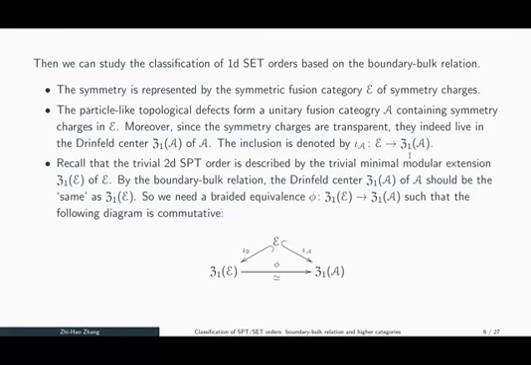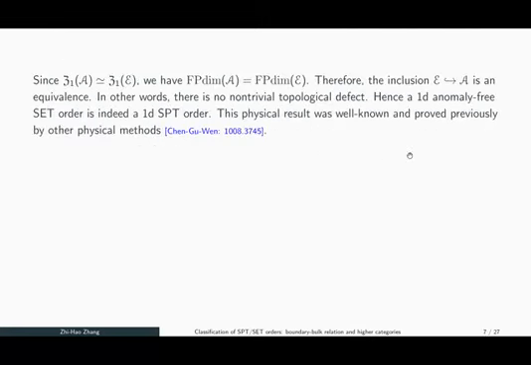Okay, and now we have this equivalence from the trivial center of A to the trivial center of E. Then therefore the FP dimensions should be the same. This tells us the inclusion from E to A is an equivalence. What does it mean? It means there is no non-trivial topological defect. So the 1D anomaly-free SET orders are all 1D SPT orders. Here, SPT simply means that A is equal to E. This is a well-known physical result and was proved previously by other physical methods.